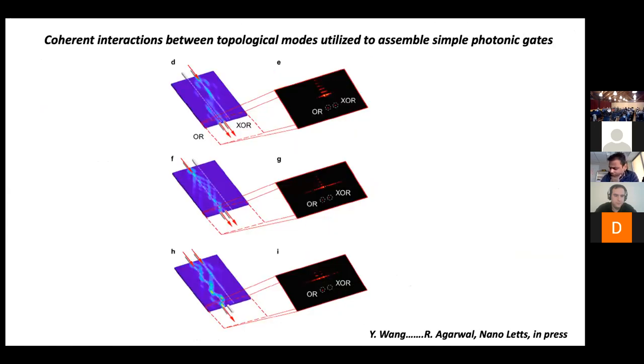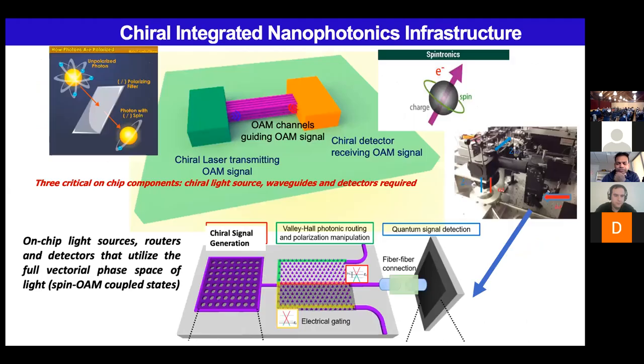So I guess I'm running out of time. I want to end with this idea, putting together what my group has been doing in other directions also. So where can this be useful? One of the visions that we are approaching is, can we make an integrated chiral nanophotonics infrastructure, but everything on a chip? Just like in conventional electronic devices, the entire circuitry works basically by measuring the current that flows in the circuit.